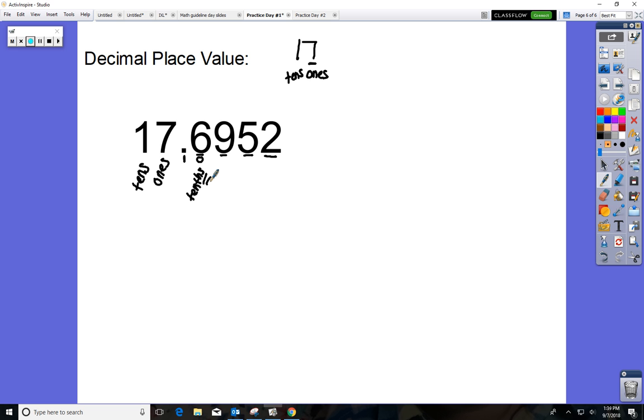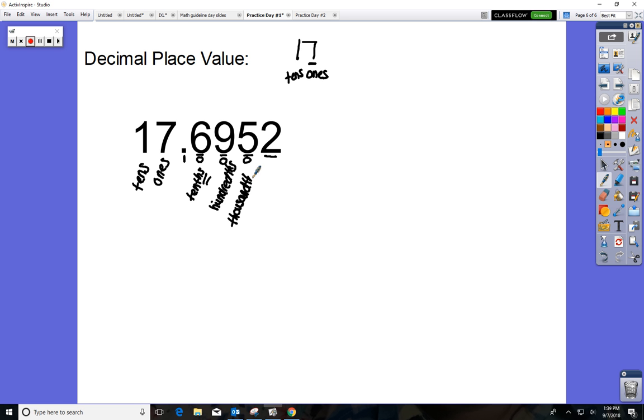Don't forget that THS. If I'm looking to find which place the 9 is in, it's 2 after the decimal, so I would put 2 zeros. That creates the number 100. This is in the hundredths place, again with that THS on the end. If I'm looking for the 5's place value, it's 3 digits after the decimal, so I would put 3 zeros underneath. That creates the number 1000, so this is in the thousandths place.